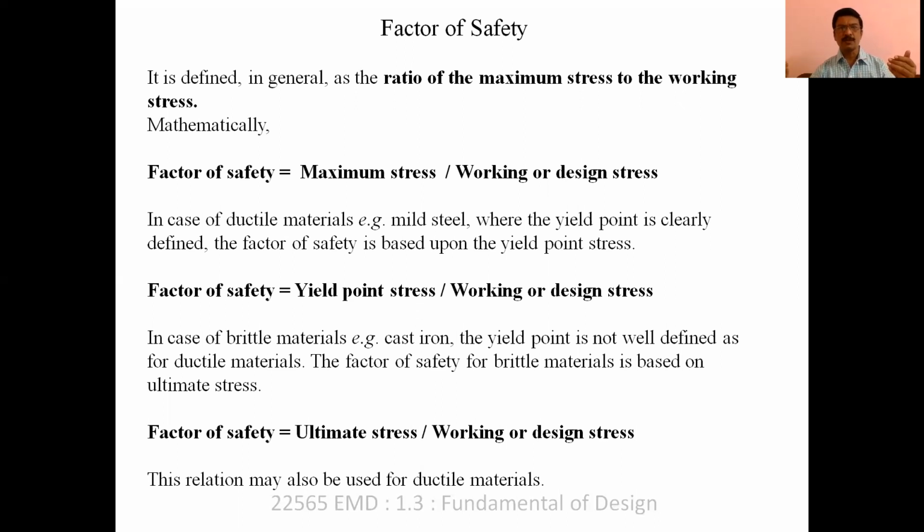The working or safe stress is what we have considered below the ultimate or yield point. So the magnitude of the safe stress that we have considered is less than our yield point stress. That is the main thing. Factor of safety is always greater than 1. So how to select the factor of safety, that we'll see now.